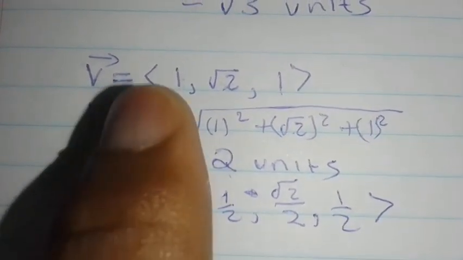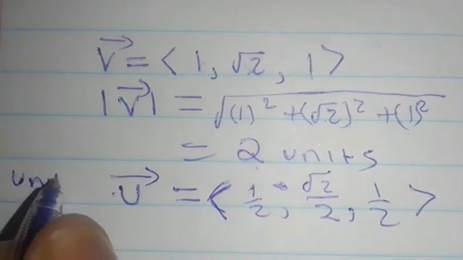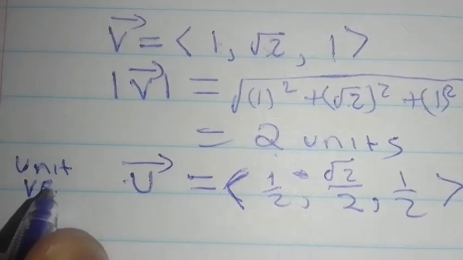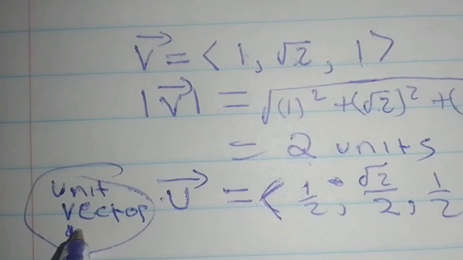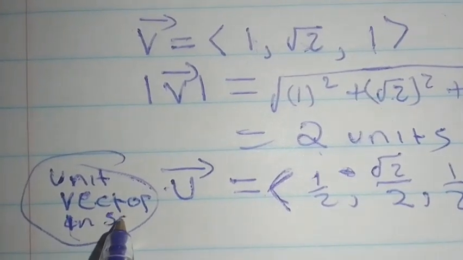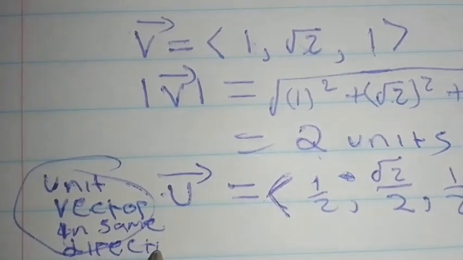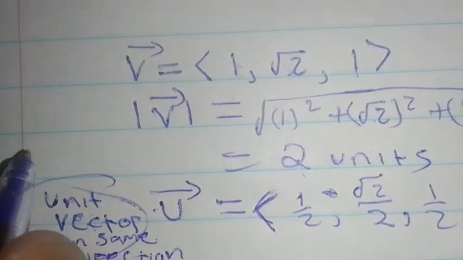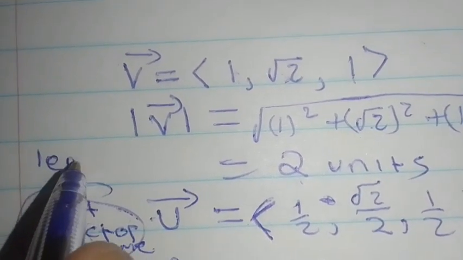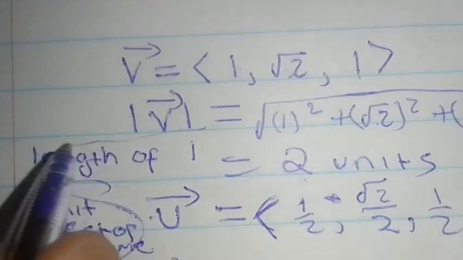But what if we're not looking for the unit vector? This is a unit vector in the same direction as v. A unit vector just means a vector with length 1, right? Keep that in mind. That will just be a vector of length 1, of 1 unit.